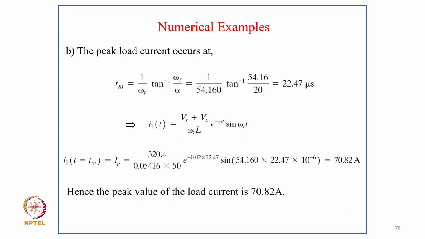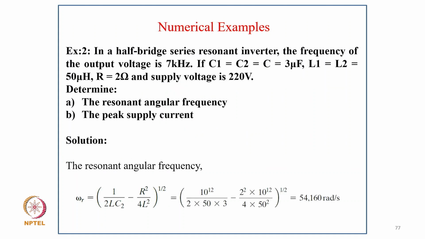The peak load current occurs at Tm equal to 1 upon omega R tan inverse omega R upon alpha, putting a value it comes to 22.47 microsecond, and I1 equal to Vs plus Vc divided by omega R L e to power minus alpha t sin omega R t, and I1 equal to Ip, putting a value it comes to 70.82 ampere, and hence the peak value of the load current is 70.82 ampere.